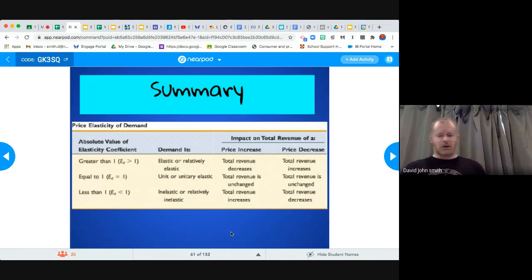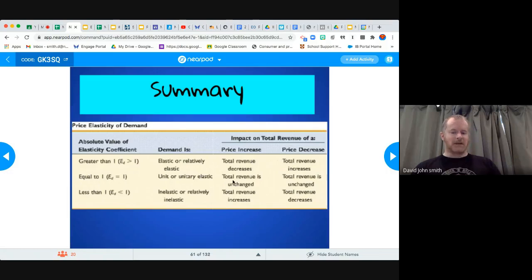Feel free, take a screenshot, chuck it in your notes so you can annotate around it, okay? So you've got an absolute value, there's your coefficient. If it's greater than 1, elastic. Equal to 1, unitary. Less than 1, inelastic. Then what happens if price increases to revenue? What happens if price decreases to revenue?